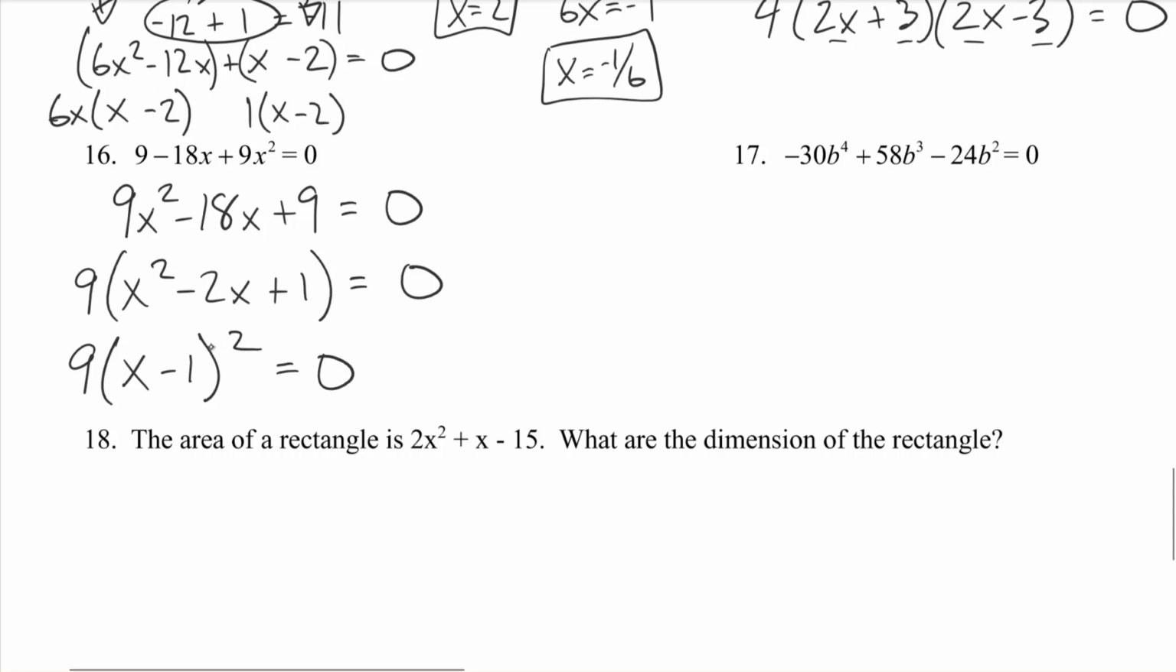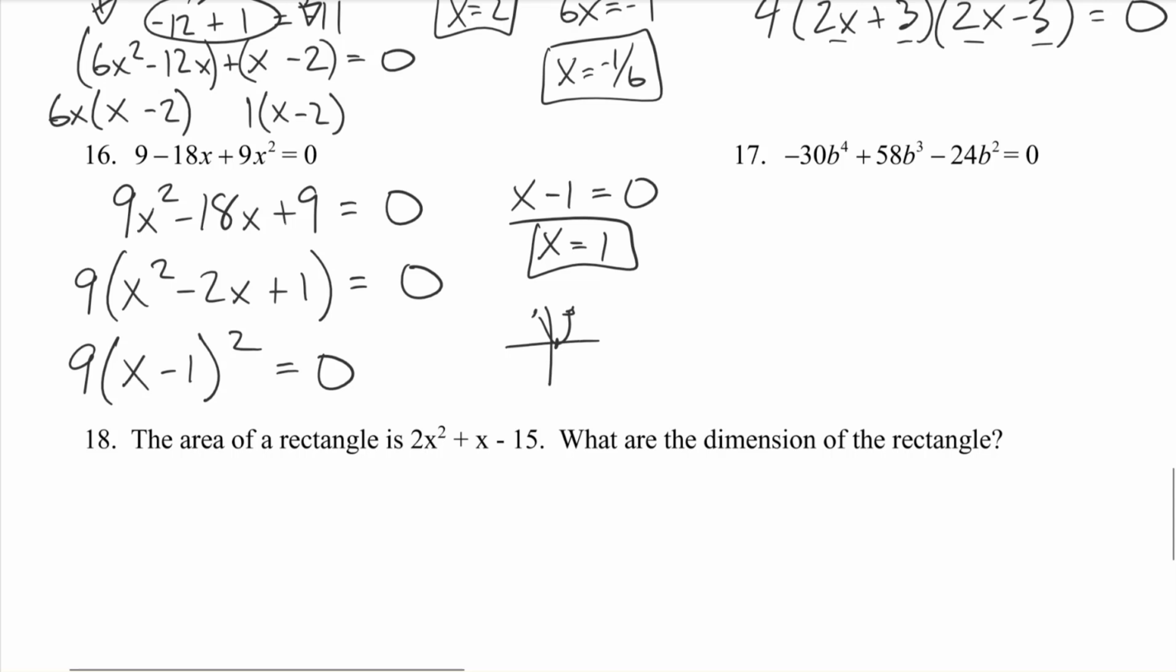So for the zero product property, I've got two x minus 1s. I only need to do one of them. x minus 1 equals 0, so x equals 1. That means the graph just touches, it just butts up against the x-axis there, right at 1.